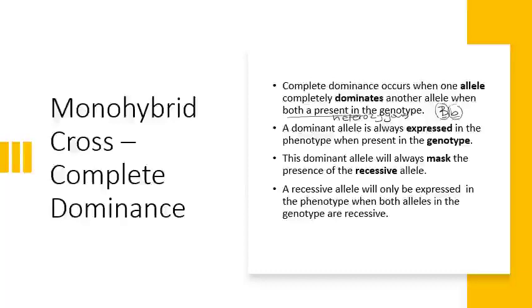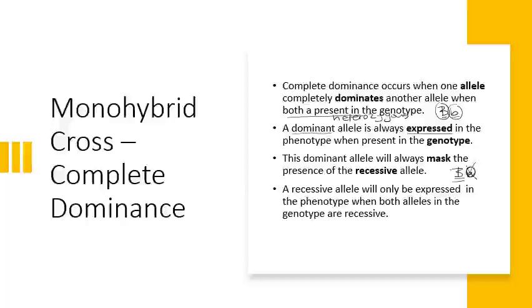A dominant allele is always expressed in the phenotype. That's what I said here. What you visually see is what you're going to get, and that's what you can assume the dominant allele to be. This dominant allele will always mask the presence of a recessive allele. So here, the brown and the brown, we've masked this blonde, which means we're not going to see it, we're going to see a brown.